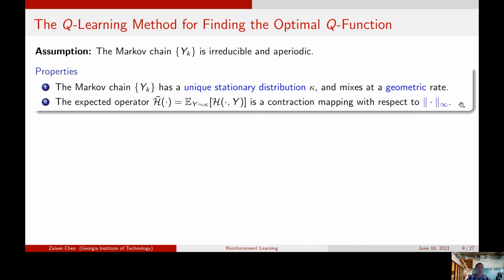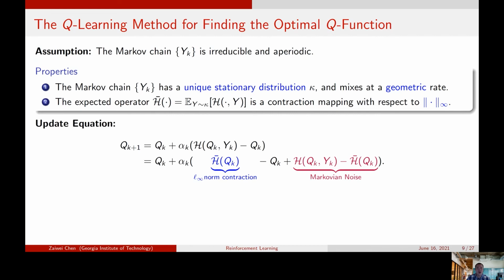An important property of Q-learning is that the expected operator h bar is a contraction mapping with respect to the L infinity norm, where this h bar is defined to be the expectation of the noisy operator, where the noise yk is sampled from the stationary distribution. This is a notable difference from the stochastic approximation algorithm we studied in part 1, where it's a contraction mapping with respect to an inner product norm. Here, sup norm is not an inner product norm, and it will introduce additional challenges.